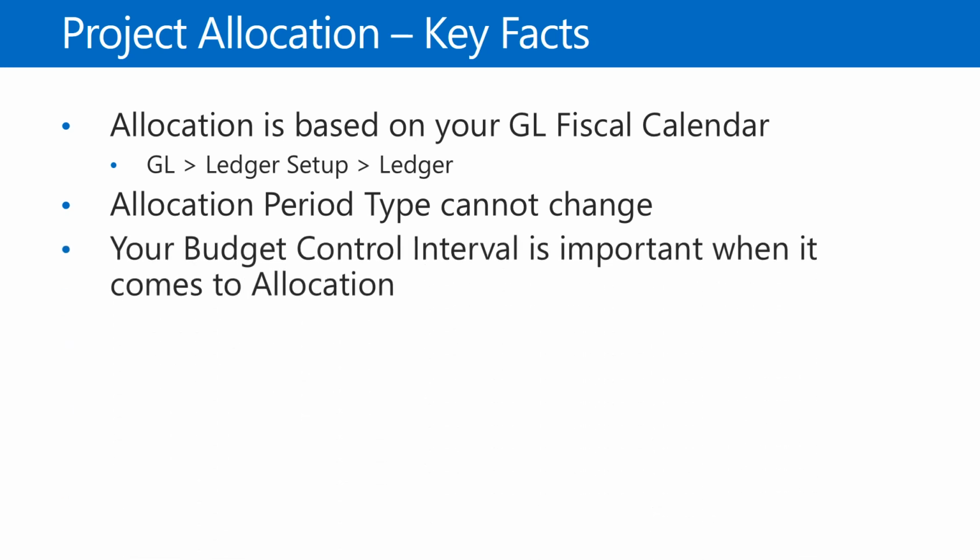Your budget control interval is important when it comes to allocation. So budget control intervals are basically how you're controlling your budget. So what we originally set in our previous example was just to have it look at the total budget. But you can have it look at like project to date or year to date, etc. So it's just the way that you're controlling your budget. So when you're allocating, the budget control interval is very important in how you're looking at the budget.